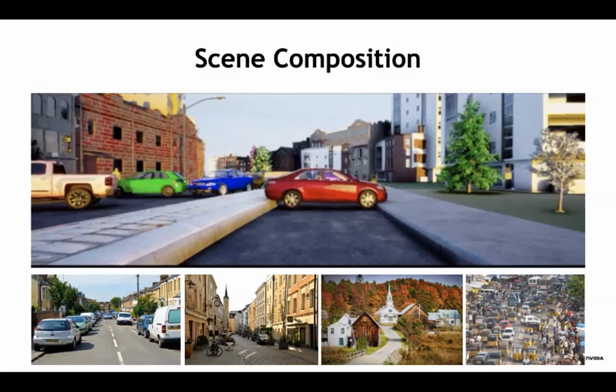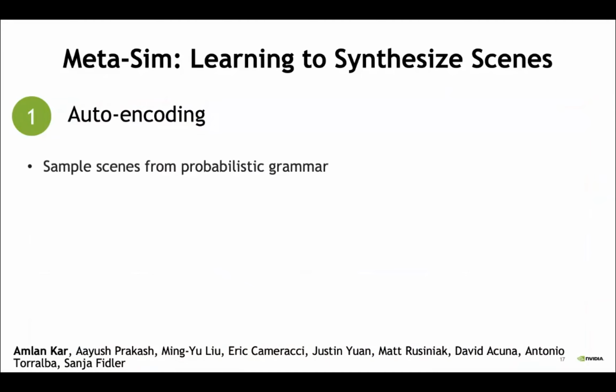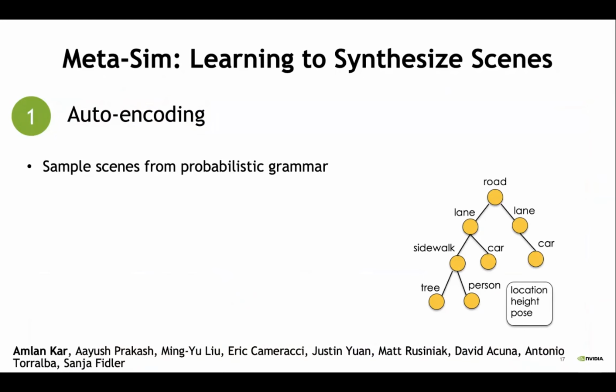So we want to automatically learn those probability distributions for the attributes. And we call this MetaSim. Basically, MetaSim has 3 carefully designed stages of how you can learn this model. In the first step, we're essentially just learning to auto-encode. So we're sampling scenes from this probabilistic grammar, which is just like a prior for the attributes. And we're going to sample a whole bunch of scenes. The structure of those scene graphs is going to be kept the same across training, but we're going to be modifying the attributes. We're going to try to rotate cars, maybe recolor them, and so on.